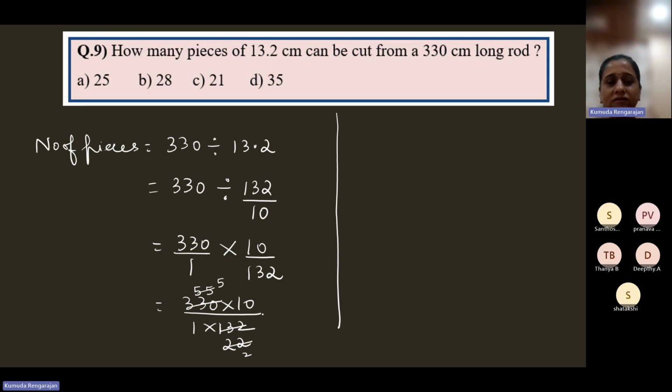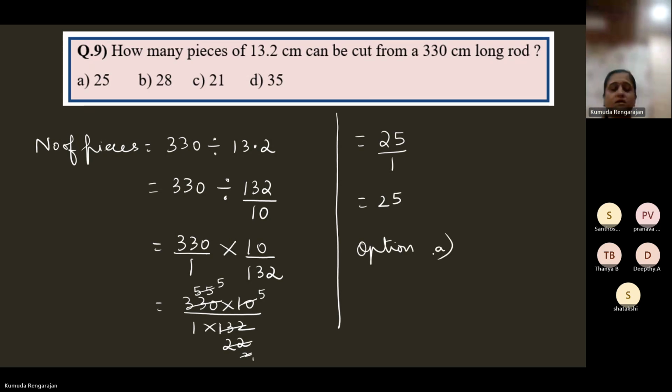You know, children, take one number from the numerator, one number from the denominator, and simplify these two numbers using a common factor of the two numbers. Now, 2 ones are 2, 5 fives are 5. So we are left with 5 into 5 in the numerator and 1 into 1 in the denominator. So 5 into 5, 25. And 1 into 1 is 1, which is 25. So you can make 25 pieces. Number of pieces, 25. Any questions, children?